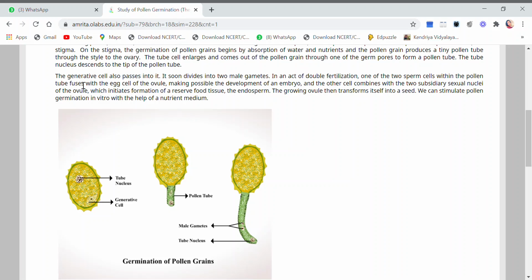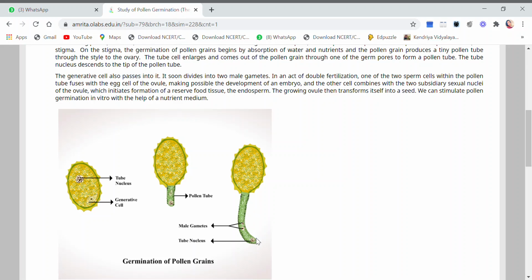We have also done the structure of the pollen grain, and we know that it is divided into two cells. One is the generative cell and the other is the vegetative cell. We have done this in theory. The generative cell soon divides into two male gametes, and in the act of double fertilization, one of the sperm cells within the pollen tube will fuse with the egg. So two male gametes are traveling inside the pollen tube.